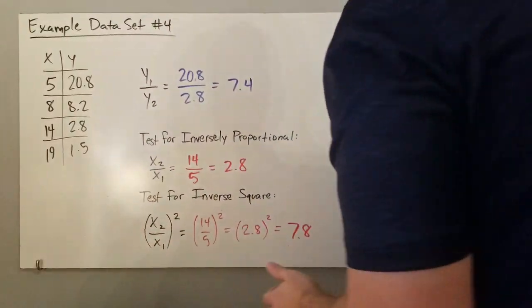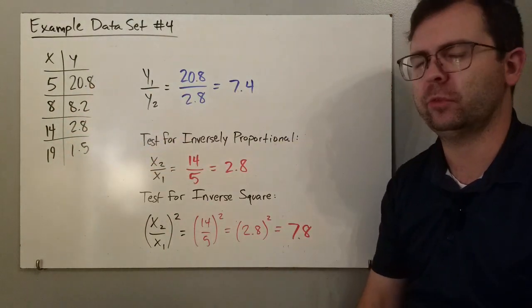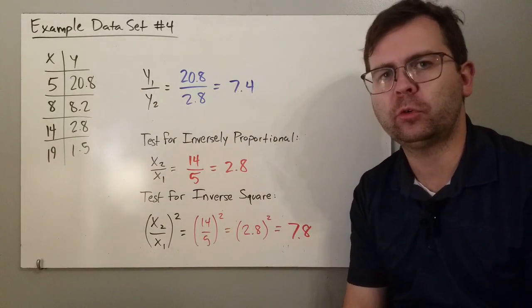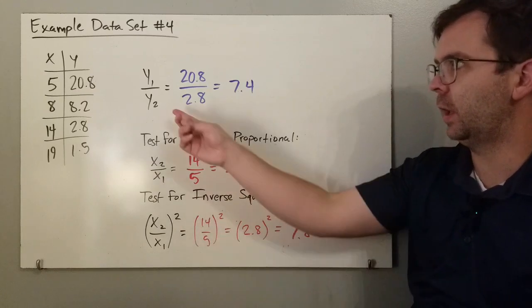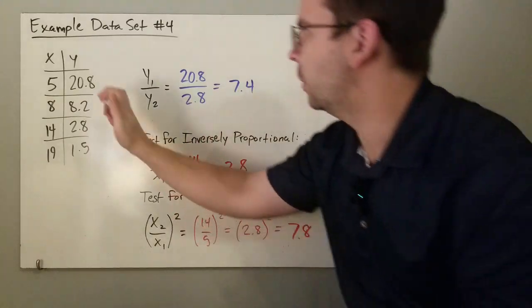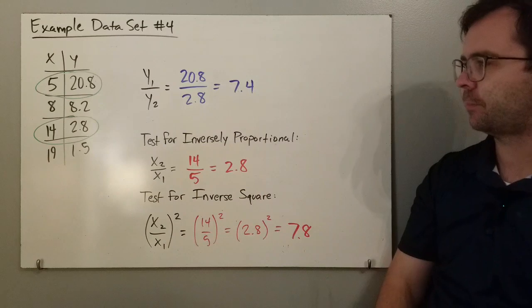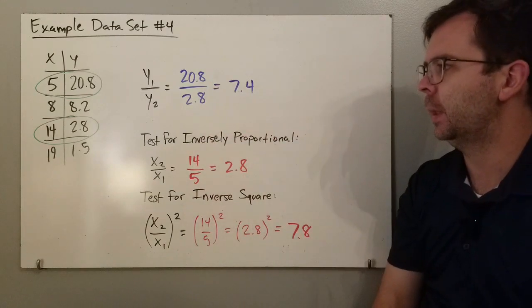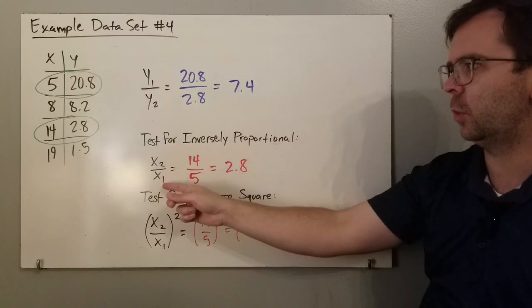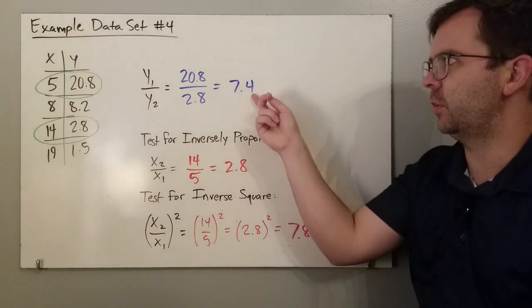And then finally, let's look at one last example. So we have another data table here where the x values are going up, the y values are going down, and so this is an inverse relationship. Is it inversely proportional or inverse square? So again, to do that, we take the inverted y1 over y2 ratio. This time I'm doing my first data point and my third data point again, just picking any two, doesn't matter. So that ratio is 7.4. When I do the inversely proportional test, x2 over x1, that's 14 over 5. That's 2.8. All right, that's not the same as 7.4.